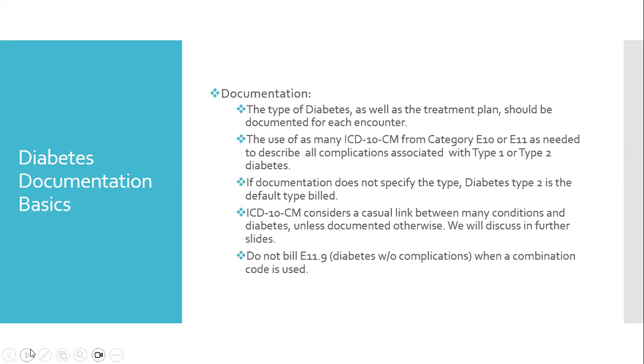Again, the causal link between diabetes and other conditions, and we're going to discuss that on some of the further slides. Remember that if diabetes is documented with complications, we use the higher specificity diagnosis codes. If it is diabetes without complications, whether the doctor says diabetes with no other information at all, which we would use the E11.9, but if there are complications, if there are issues or other conditions due to the diabetes, E11.9 is not appropriate.